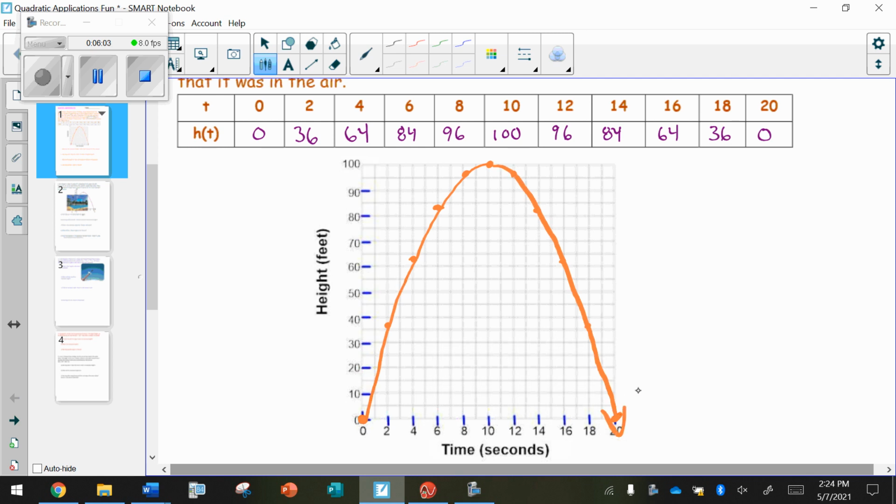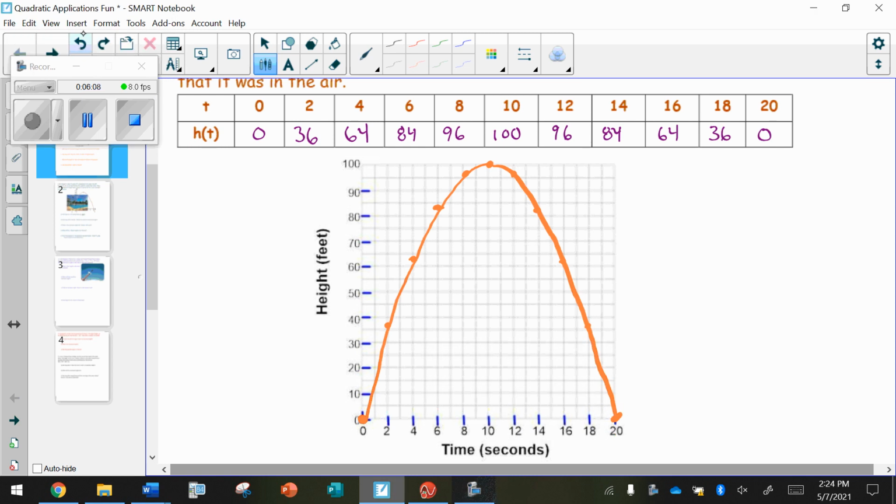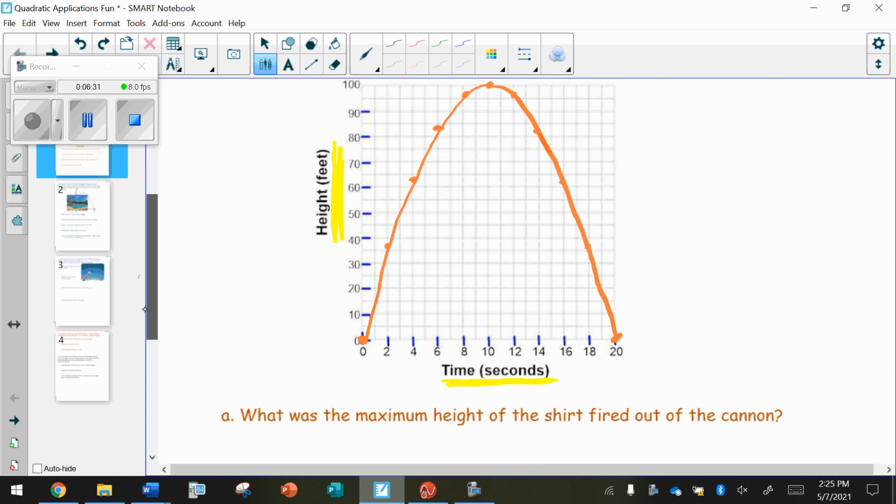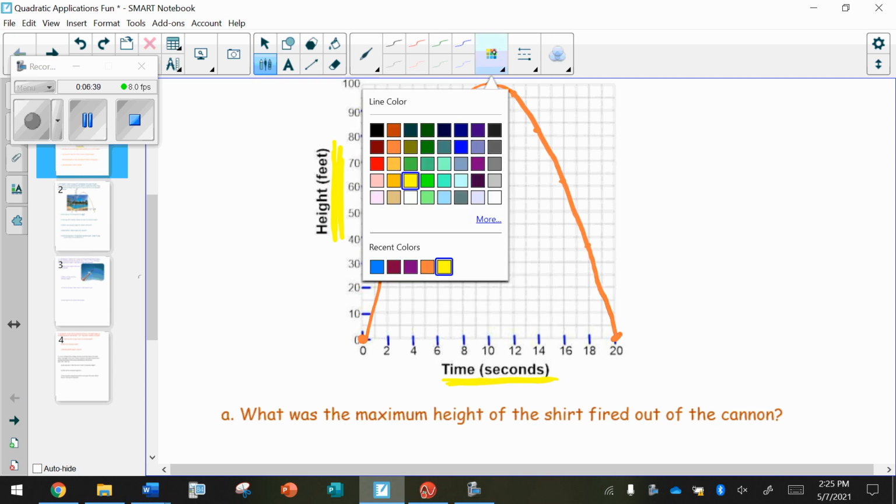Okay, so there's the path of our t-shirt flying through the air. So this is a t-shirt cannon, and it makes sense that when the cannon fires the t-shirt, it goes up into the crowd, into the air, and then back down, and somebody catches it or picks it up off the ground. So now that we have all that done, remember that our x values along the bottom represent the time, how long the t-shirt's in the air, and along the side represents how high the t-shirt is in the air. So how long and how high. Based on this information, what was the maximum height that the t-shirt reached? Well, the maximum height was 100 feet.